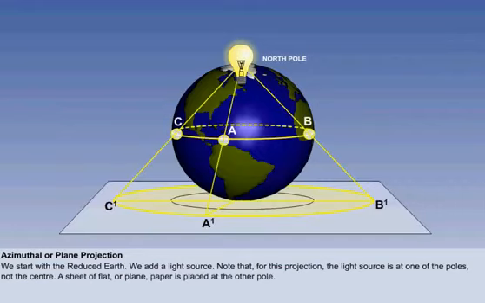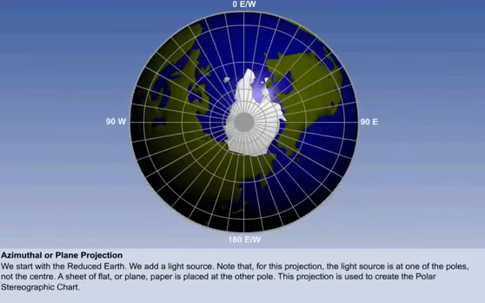A sheet of flat or plain paper is placed at the other pole, exactly perpendicular to the Earth's axis, and the light is projected. You can see that point A has an image at A1, point B at B1, and so on. The result looks like this. The scale is correct near the pole, but expands as we move away. This projection is used to create the polar stereographic chart.